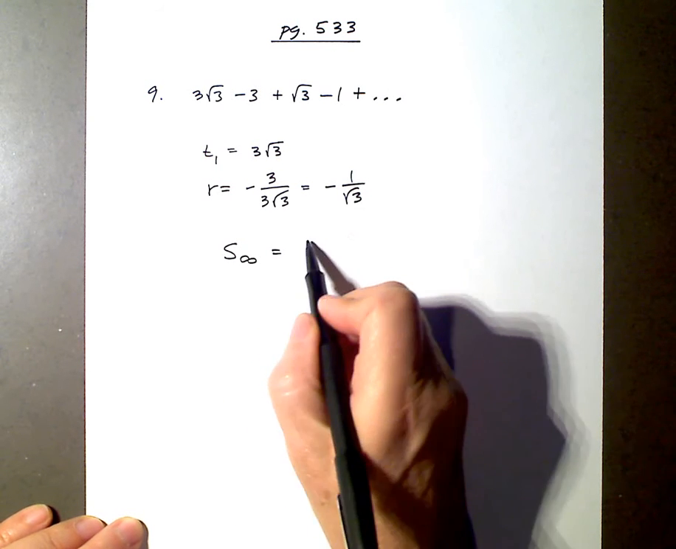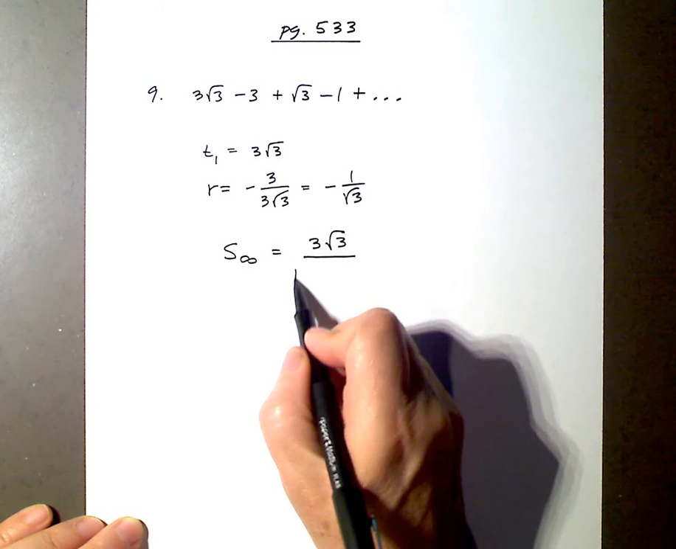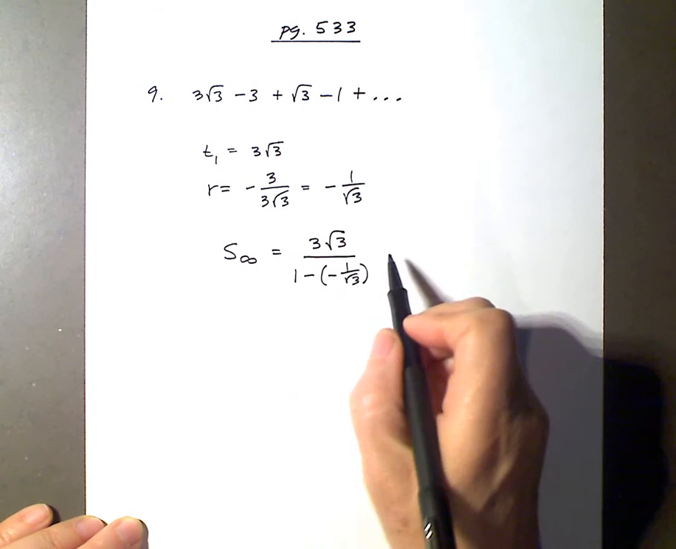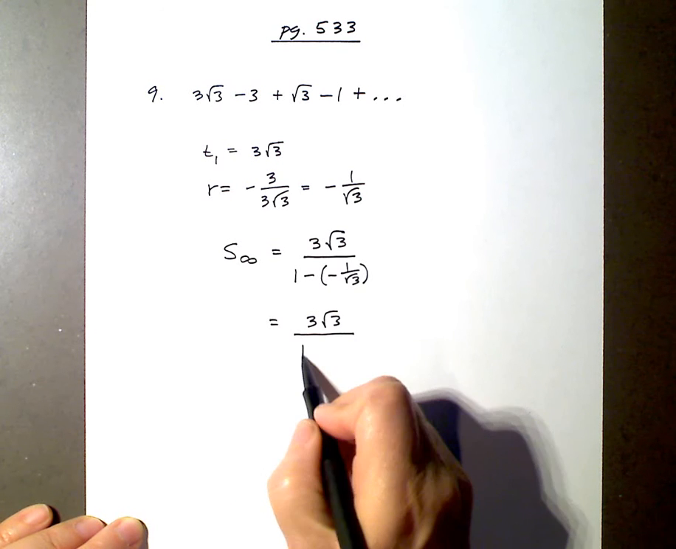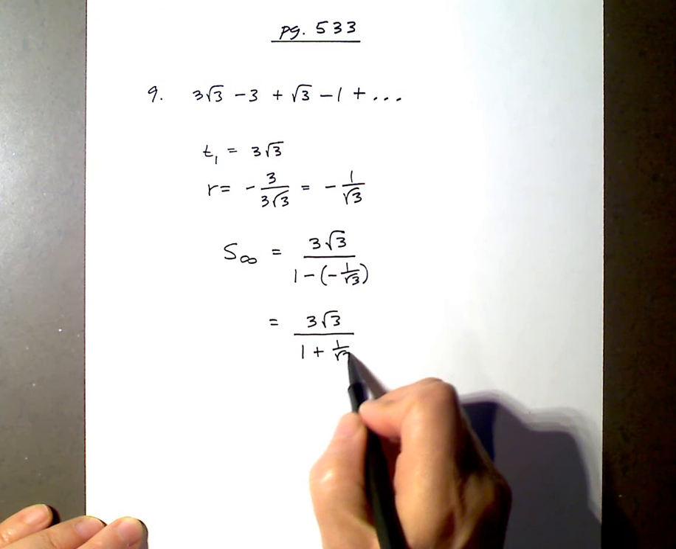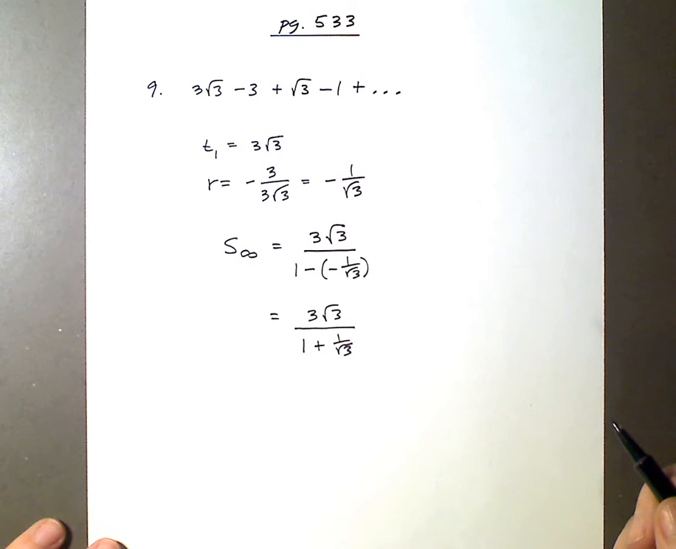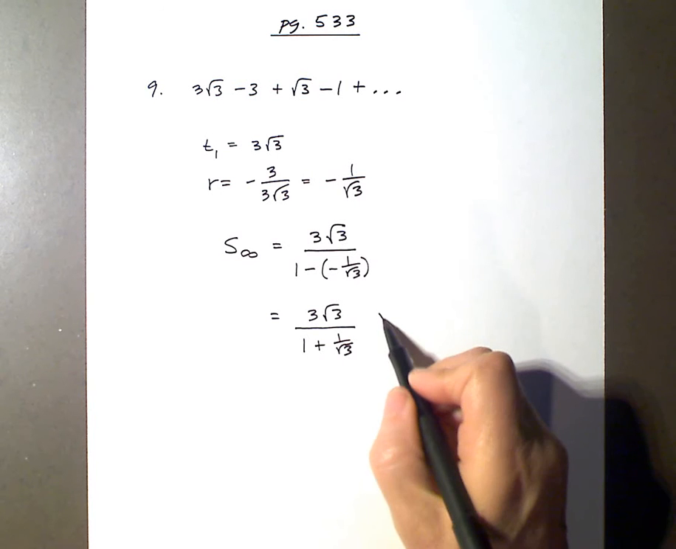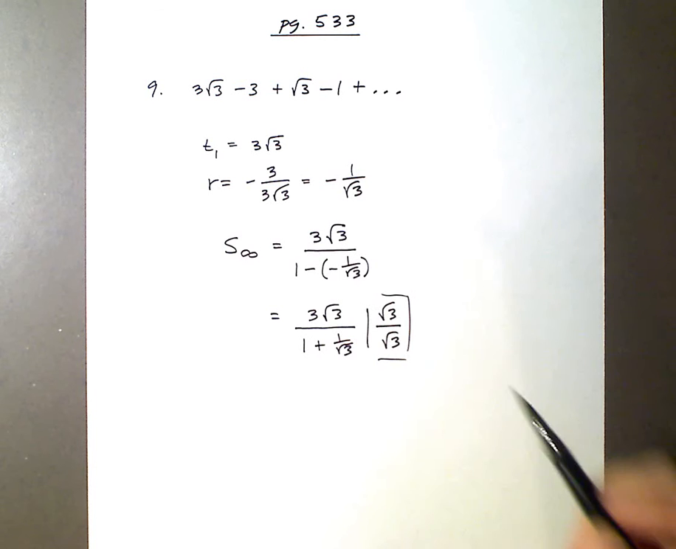So now I say, okay, the sum of this infinite geometric series is the first term of 3 root 3 divided by 1 minus the common ratio of negative 1 over root 3. So let's write that as 3 root 3 over 1 plus 1 over square root of 3. Now, one really quick thing I can do without fully rationalizing this is multiply every term by root 3 in the numerator and the denominator. So I'm going to multiply by a big one in the form of root 3 over 3.